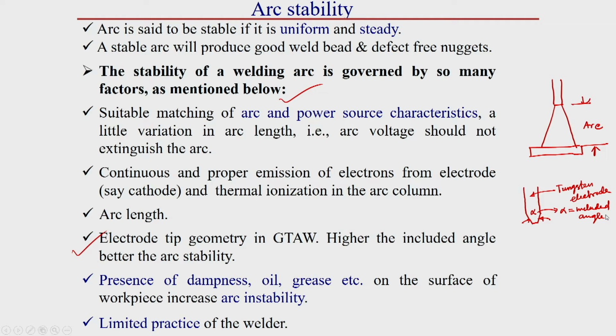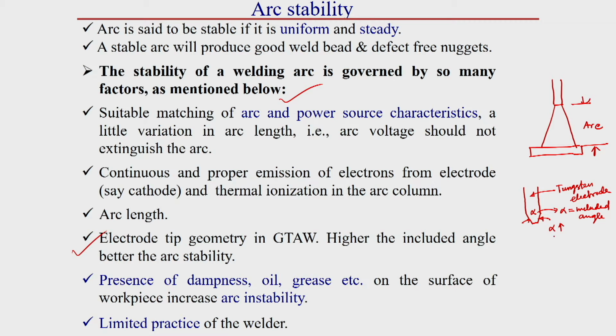It has been observed that the higher the included angle, the better the arc stability. That means if the included angle is more, there are chances of getting a more stable arc. Especially these types of included angle we observe in case of non-consumable electrodes like plasma arc welding techniques, GTAW techniques, these types of things we observe.